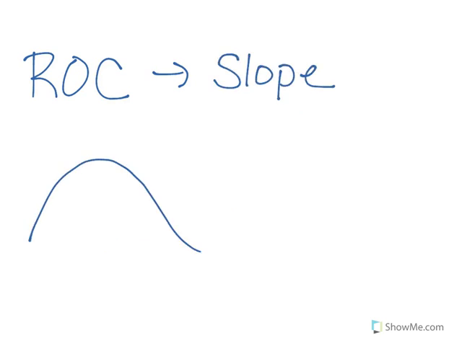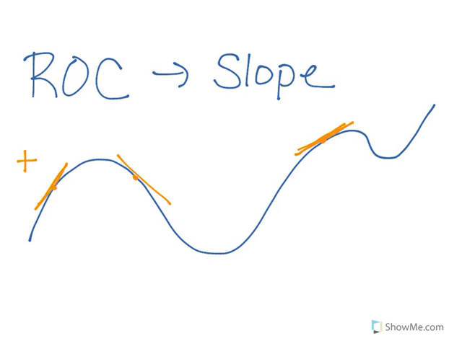So, for example, if I have this function right here, the rate of change is the slope at any point in time. And I'm drawing little tangents to show what the slope is at those particular points. This over here is a positive slope, it's a negative slope, and this is a positive slope right here.